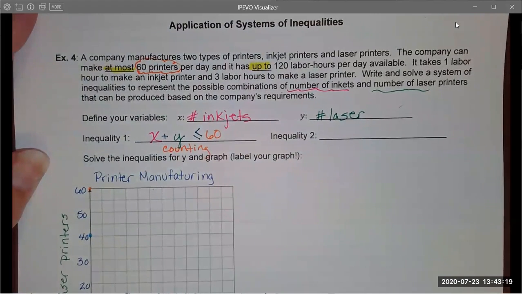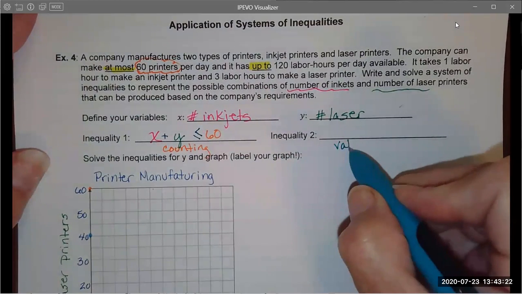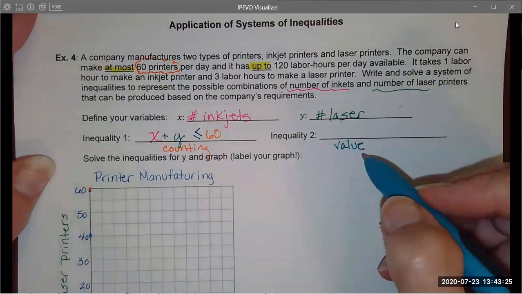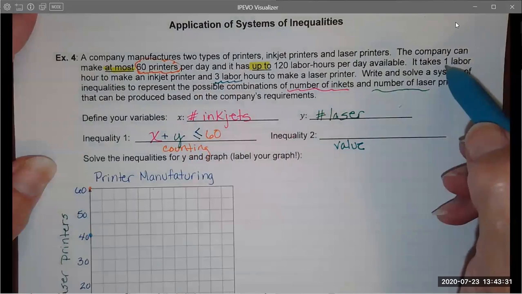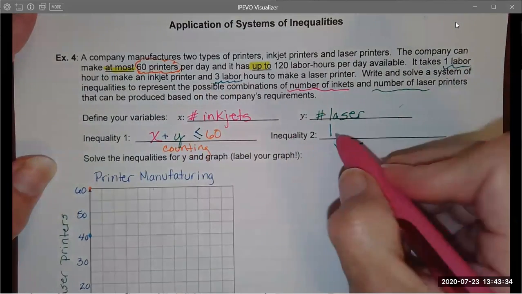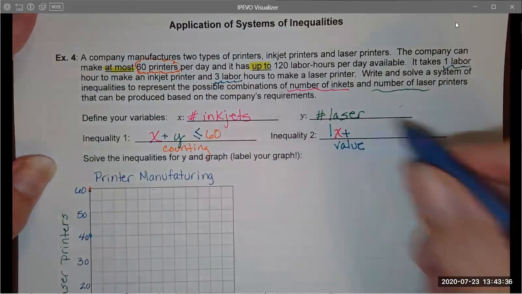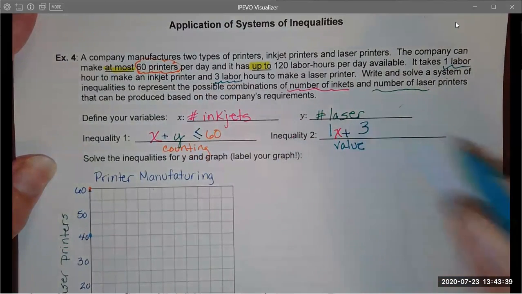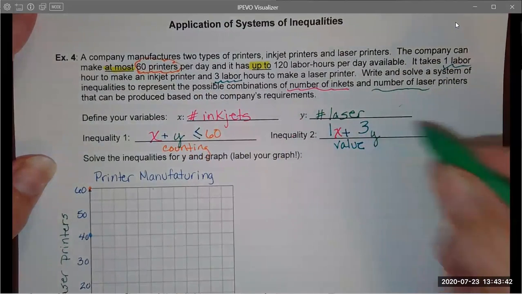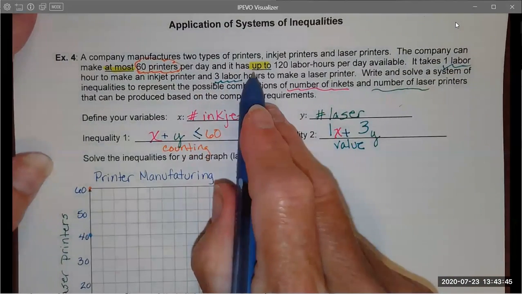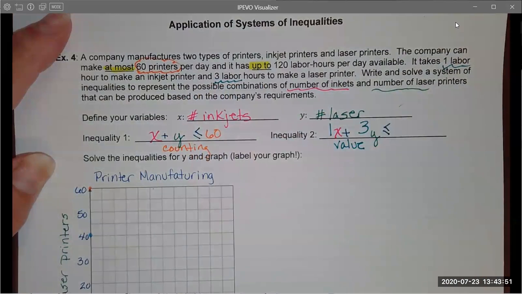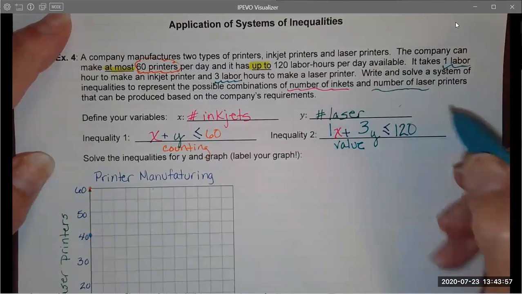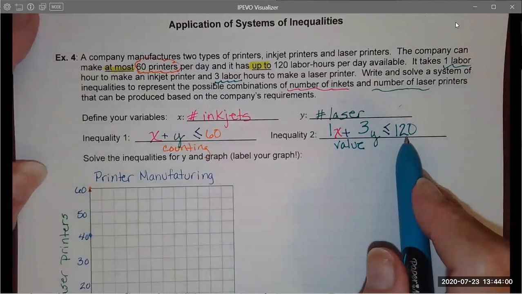For my second inequality, I'm going to make this my value equation. And I'm going to need to use my value numbers. How many hours does it take to make each printer? It takes 1 hour to make the inkjet printers. And I'm going to add to that the 3 hours that it takes to make the laser printers. And I know that at most, up to, I can make 120 printers. And that would go right here. That's the most I can make, or the most labor hours I can use.